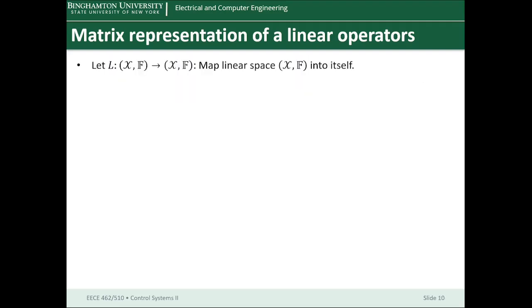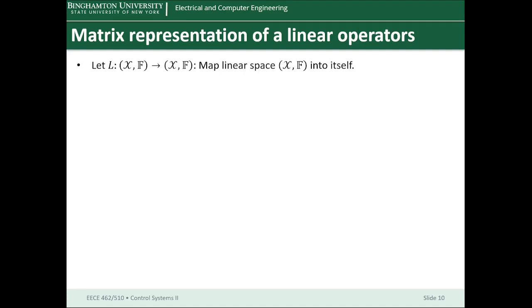A broad and very common case of linear operators is when the operator maps a vector space into itself. Consider an operator L that maps vector space X over field F back to X over the same field F. A simple example of this is our rotation operator by theta. It takes a vector in R2 and produces another vector in R2. In other words, it maps R2 to R2.